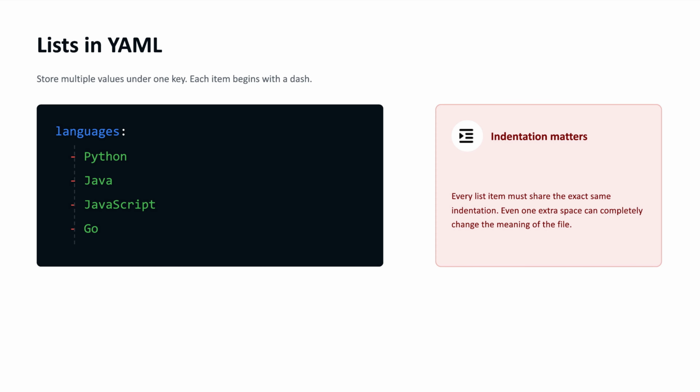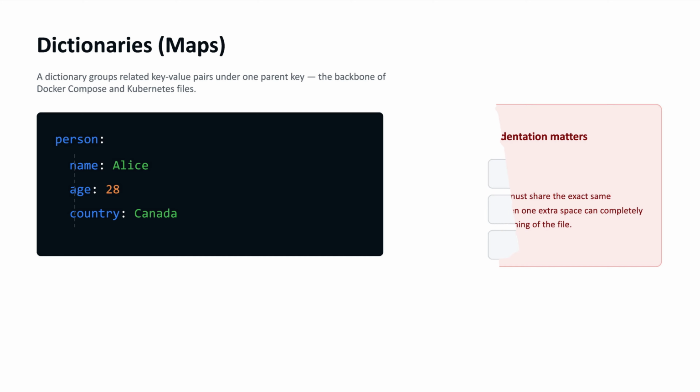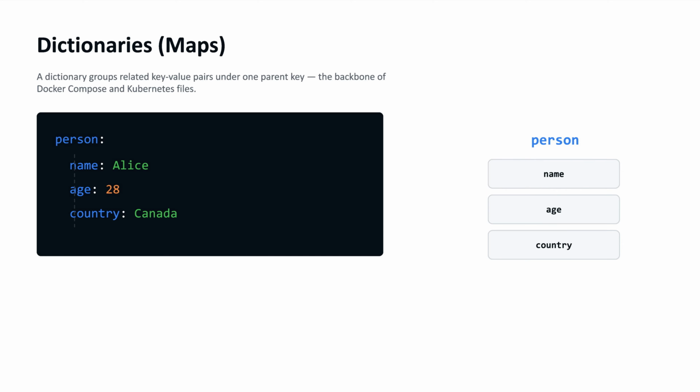Another data type that we have with YAML is dictionaries, which are also called maps. A dictionary groups related information together. Example here, we have person: on the next line, with indentation, name: Alice, age: 28, country: Canada. Here, the dictionary is called person, and it contains three key value pairs. This is one of the most common structures you will encounter in Docker Compose and Kubernetes configuration files.